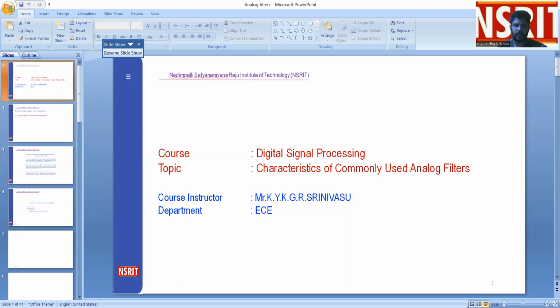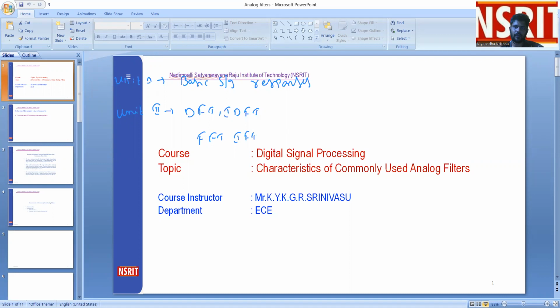Before going to today's topics, let us recall what we needed to study up to now. In unit 1, we discussed completely the basic signals and their responses. Coming to unit 2, we discussed the discrete Fourier transform, IDFT, with simple calculations of FFT and IFFT.